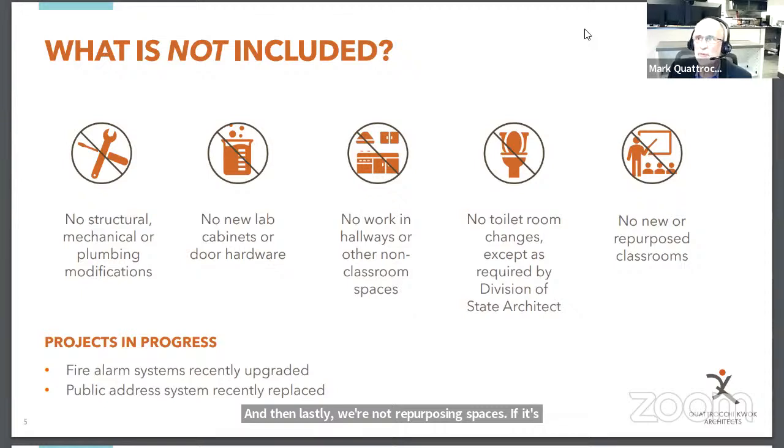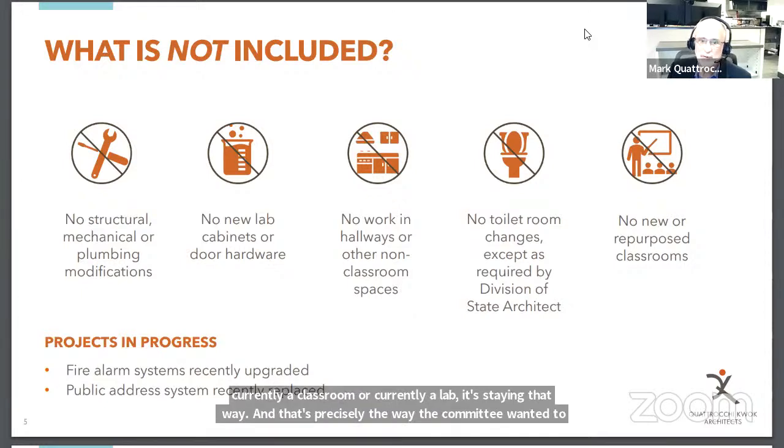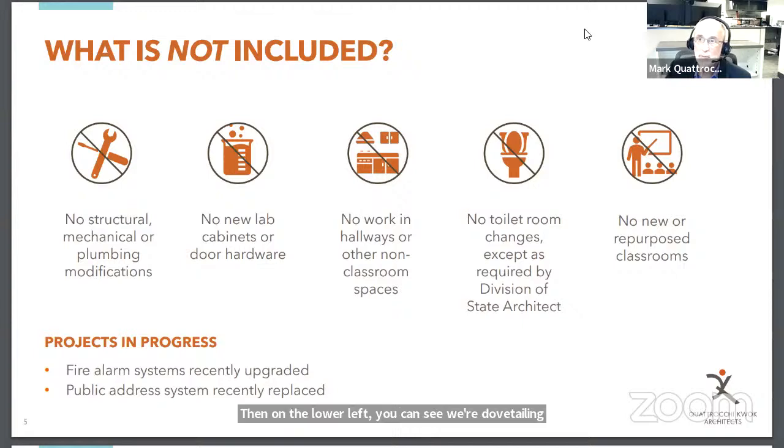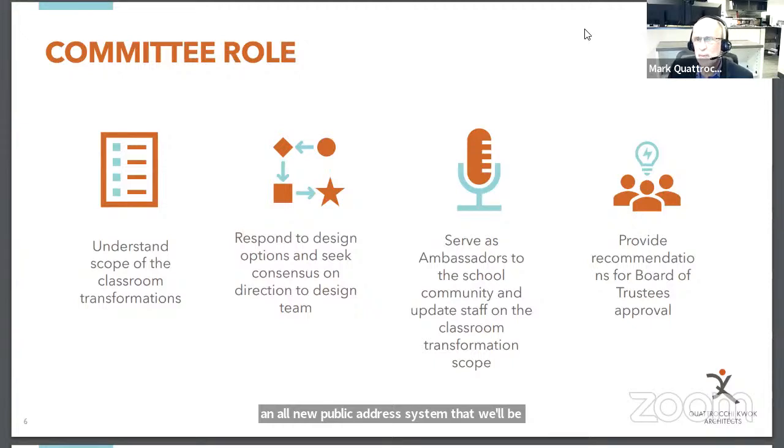Then on the lower left, you can see we're dovetailing this with other projects. There's fire alarm, which could be an expensive part of this project, but fortunately that work is already underway. And there's an all-new public address system that we'll be integrating into that's also underway. Next, please. A little bit about our process.